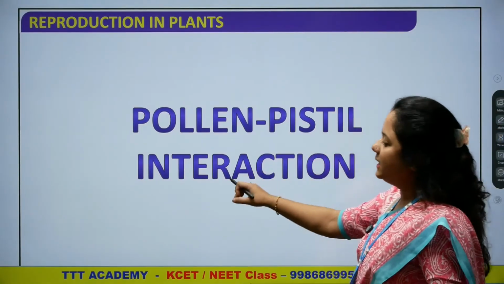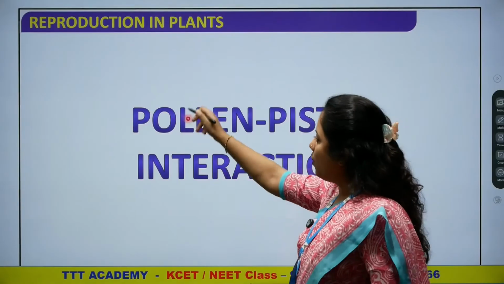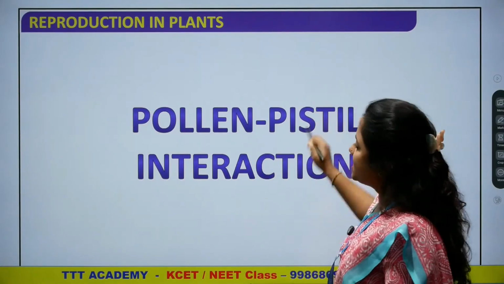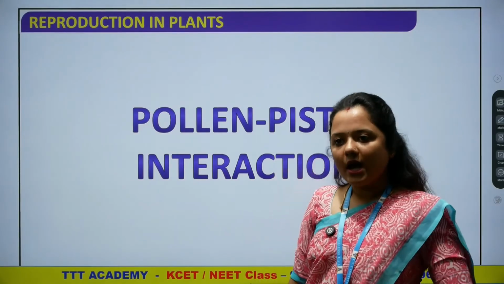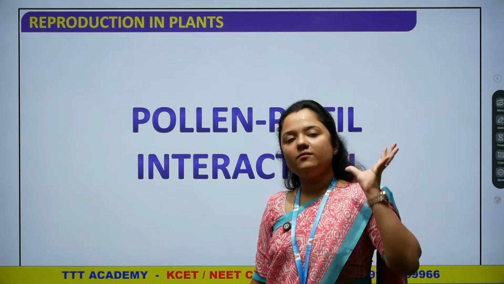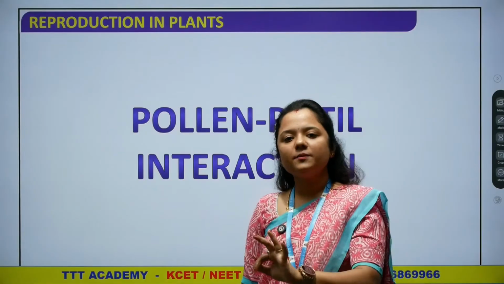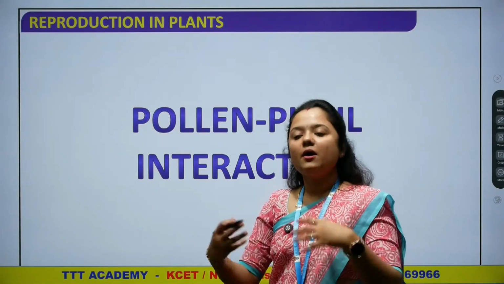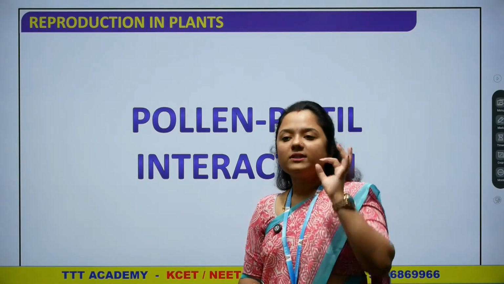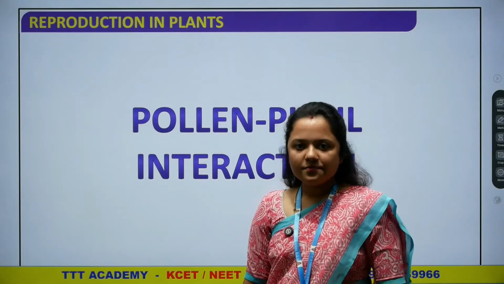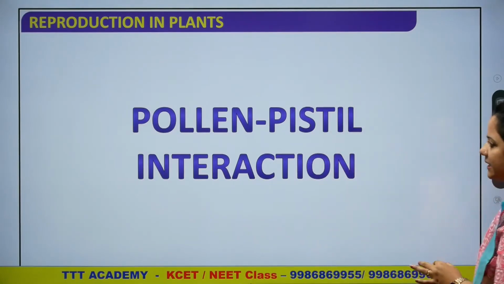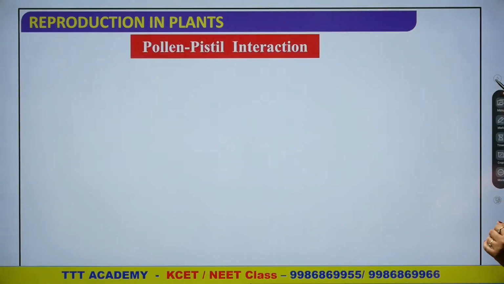Pollen pistil interaction means pollen is interacting with the pistil or carpel. How is it interacting? We said that even when pollen grains are released, even if the stigma is receptive, the pollen grains may not be allowed to germinate. Now how well they can interact, what is the interaction process happening, all the concepts we will be learning in this subtopic, that is pollen pistil interaction.